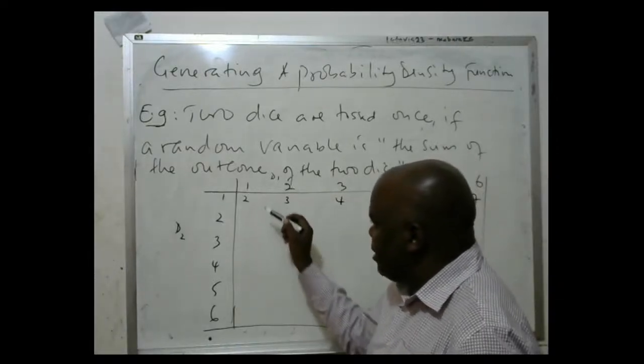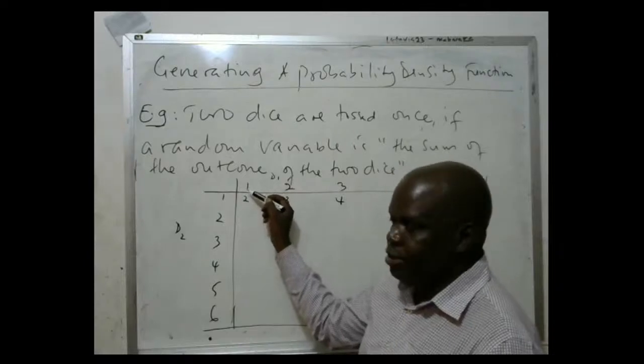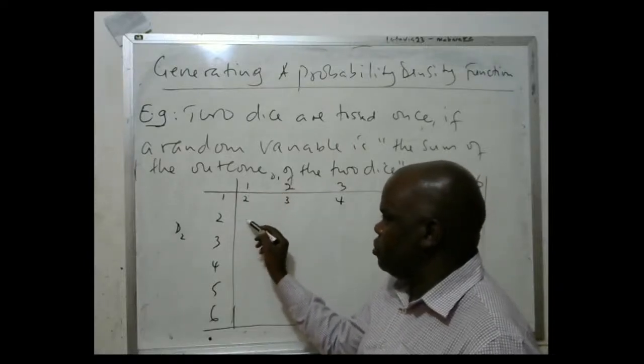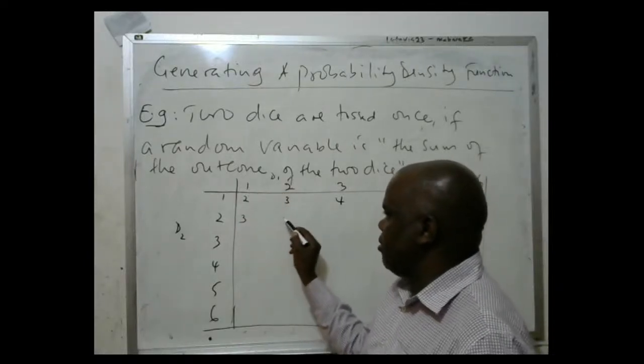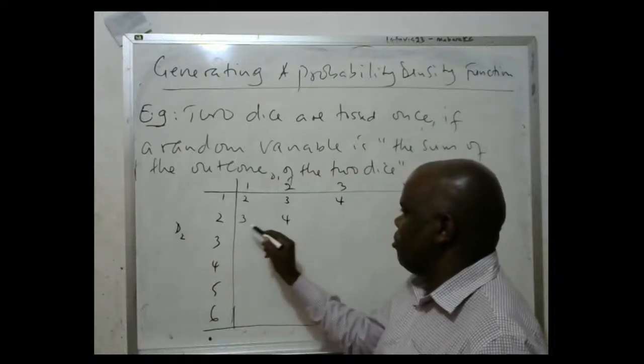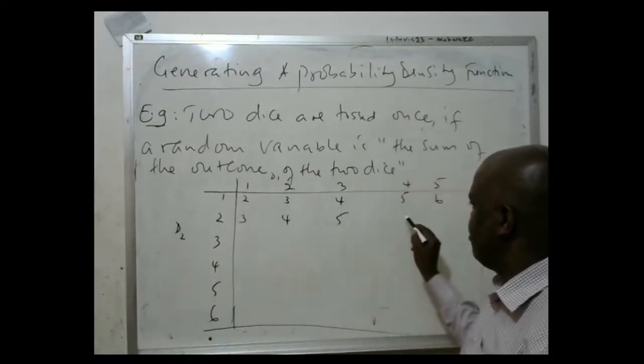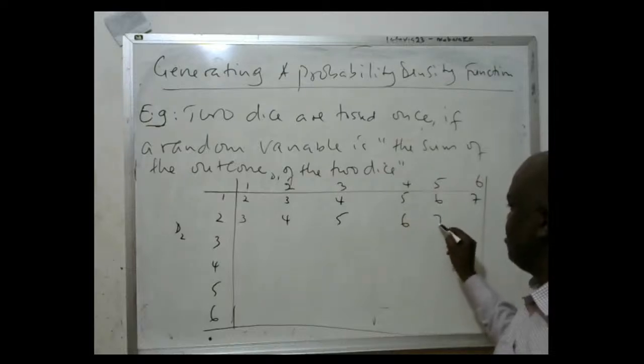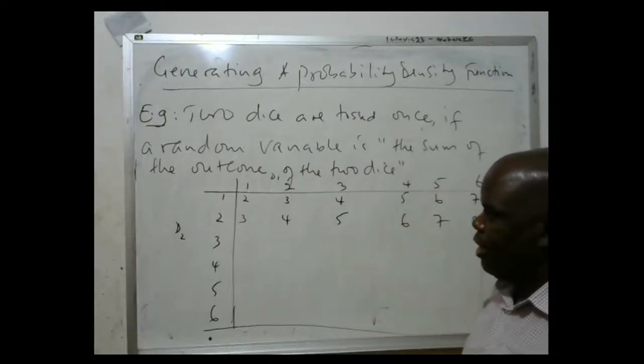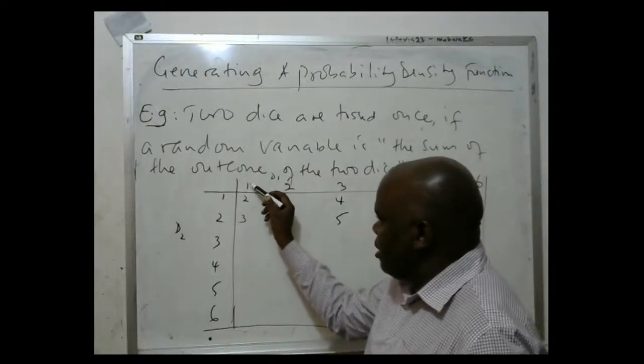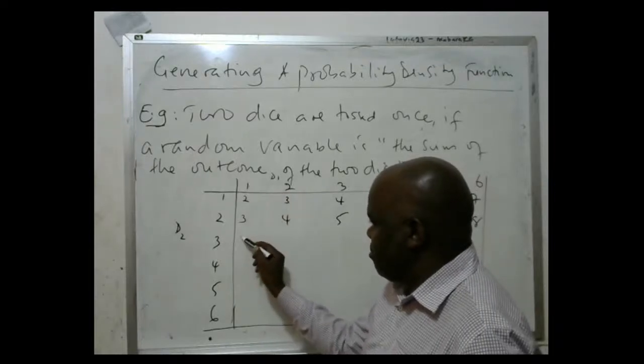Similarly, if the other one gives us 1, then this one gives us 2, the sum will be 3. The sum here will be 4. The sum there will be 5. The sum there will be 6. The sum there will be 7 and 8. Now, when we sum, if die 1 gives us this and this one gives us this, the sum will be 4.